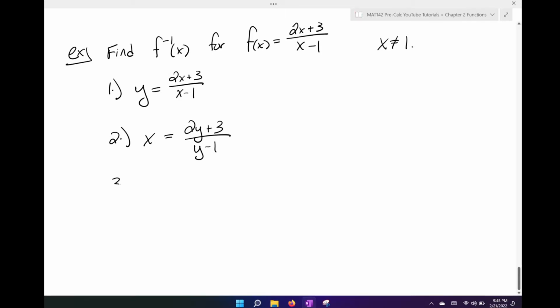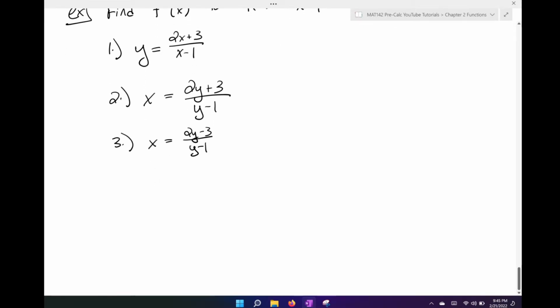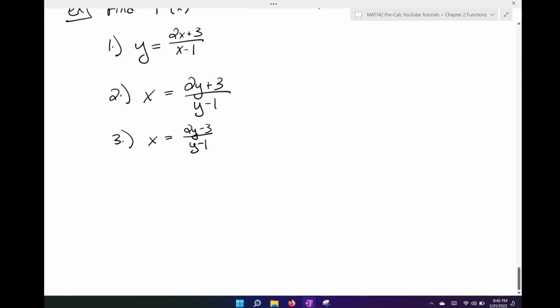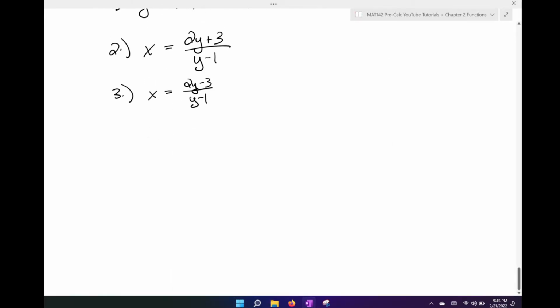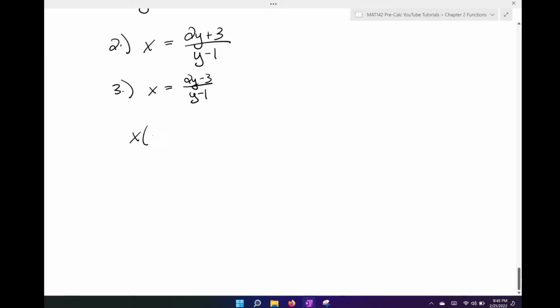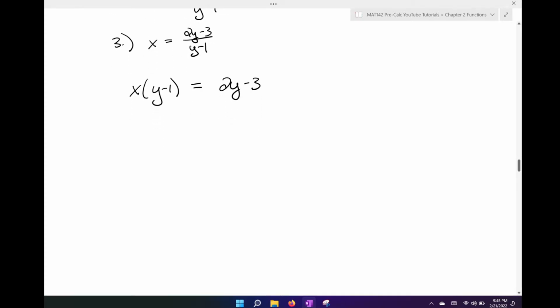So, step three, I'm just going to rewrite it. We know that we have to solve for y. So I'm going to try to algebraically manipulate this so I can get at least the y variables on one side of the equation. So I'm going to multiply both sides of the equation by y minus 1. That gives me x times (y - 1) on the left-hand side. On the right-hand side, I just get 2y plus 3. Now I'm going to distribute the x to give me xy minus x equals 2y plus 3.